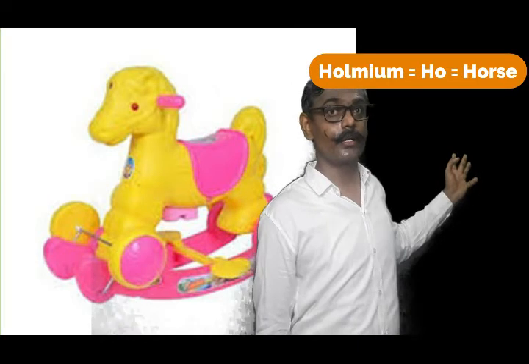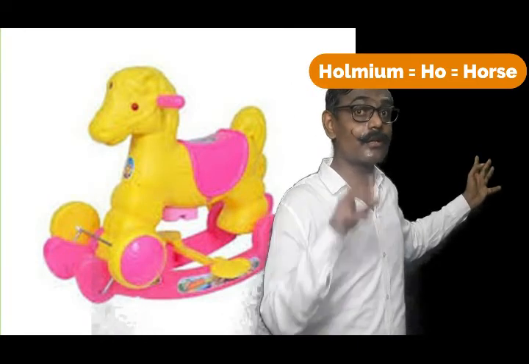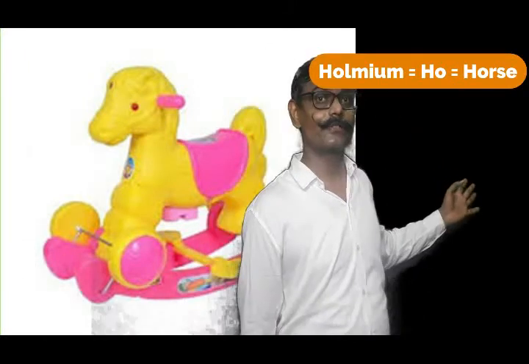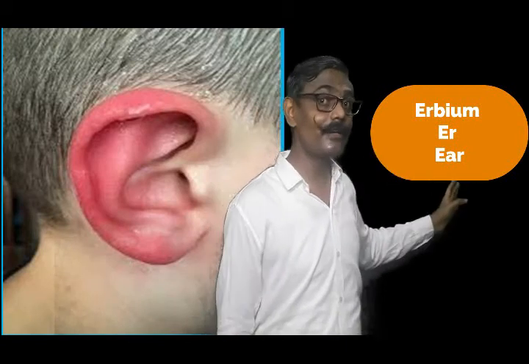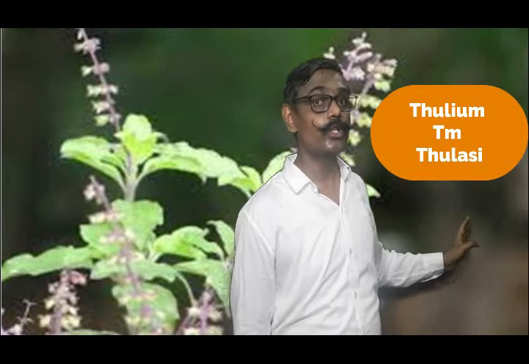Next, holmium. Horse was there. And what is the color of that horse? Two colors were there. Pink and yellow were there. Next, erbium. Ear was there. And what was the color of the ear? Red color was there. Thulium. Tm. Represented was Tulsi. Are you following? Color? Green color was there.